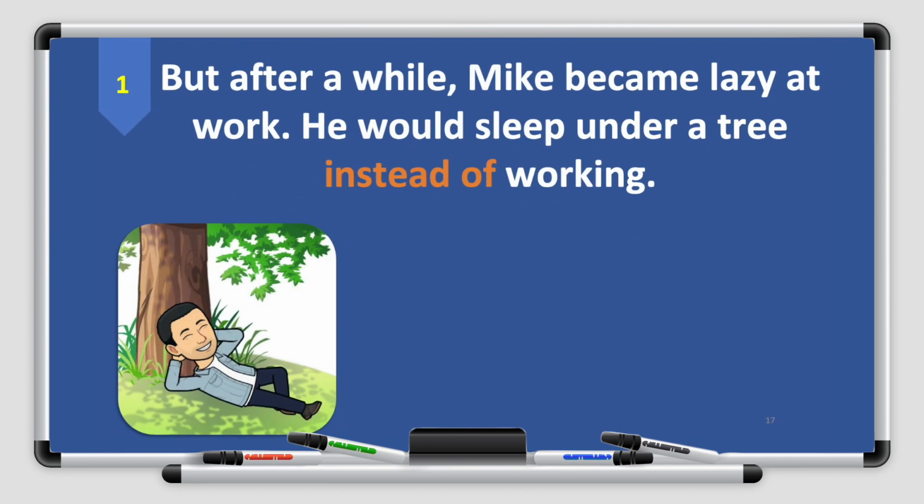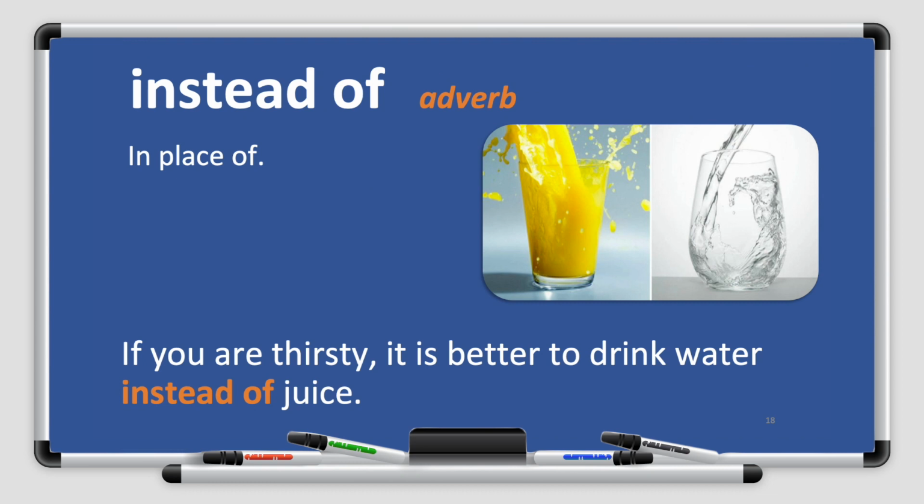But after a while, Mike became lazy at work. He would sleep under a tree instead of working. Instead of is an adverb. Instead of means in place of something else. If you are thirsty, it is better to drink water instead of juice.